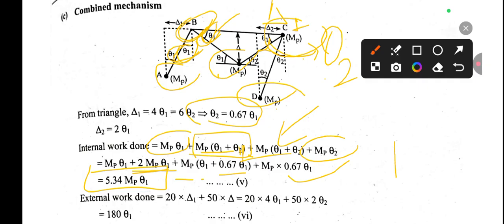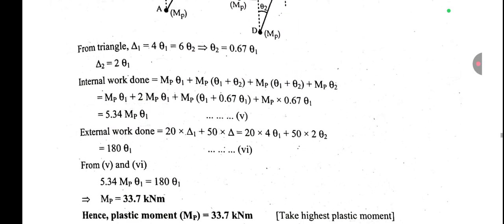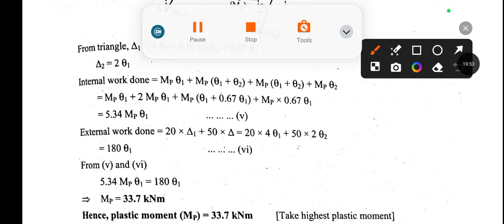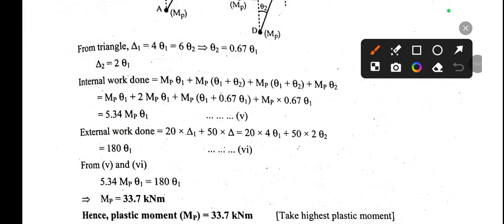So from here internal work done equals external work done. So you can see here we get the internal work done, that is 5.34 MP, and external work done 180 theta 1. So finally, equating, we get the value MP is 33.7 kilonewton meter.